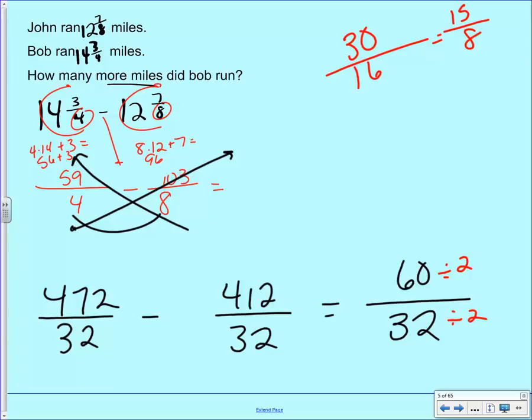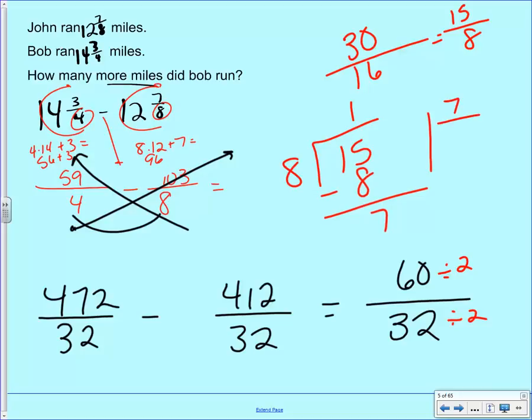Doesn't look like they can simplify anymore, so I'm going to use division here and see how many times 8 goes into 15, and it looks like just one time. And so when I subtract, I bring this down and I put 8 underneath there and I subtract, I get 7 as a remainder. So this is my whole number of 1, 7 is my numerator, my remainder, and the 8 was already the denominator.